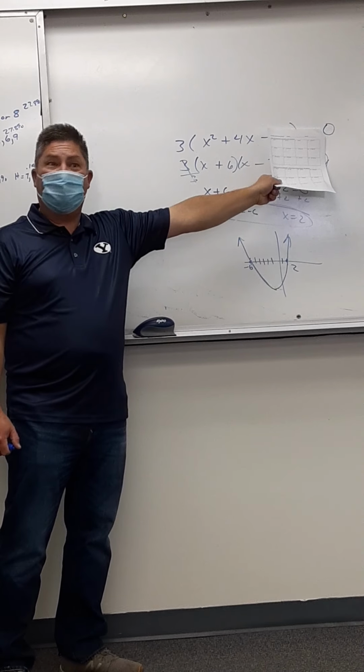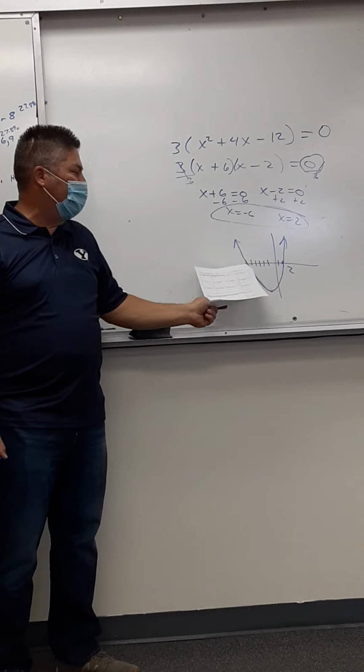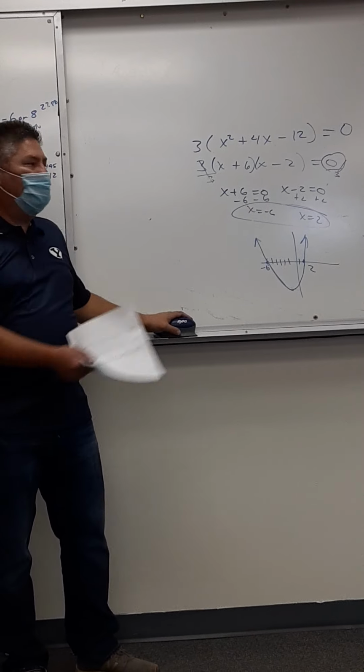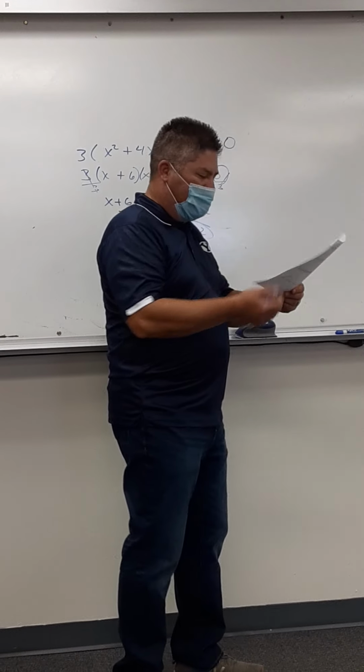That's why we set it equal to what? 0. That's why I had you set every one of those equal to 0, because you're really looking for these points that it crosses. Okay? And we do that by factoring, which is nice. Makes it easy. All right, let's try 23.